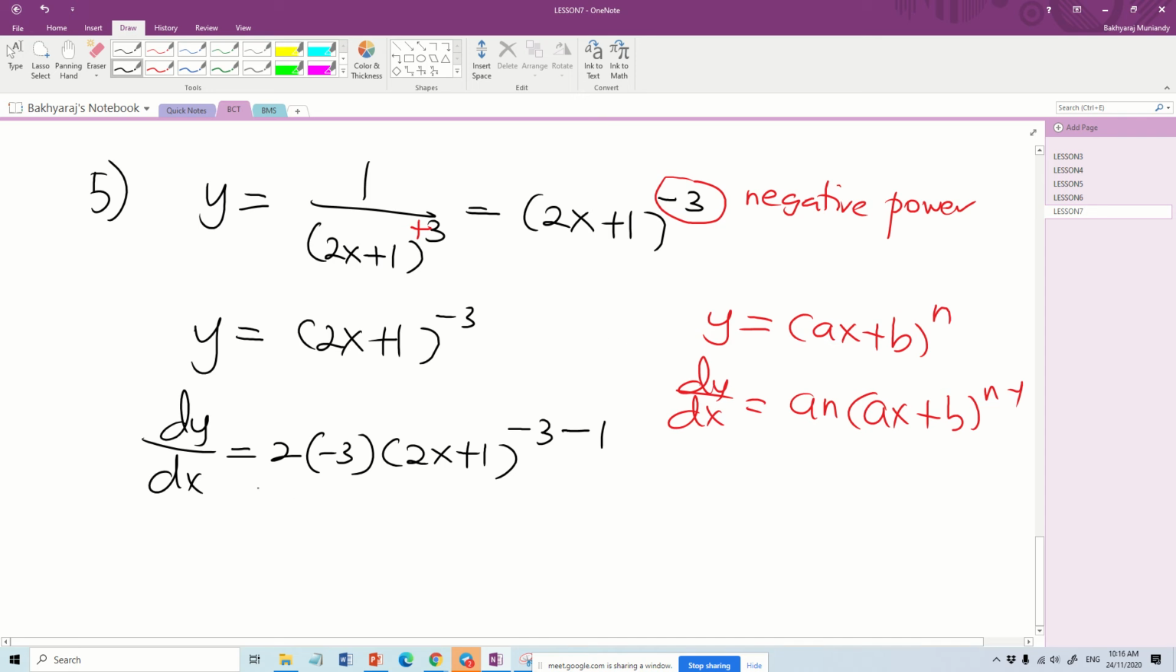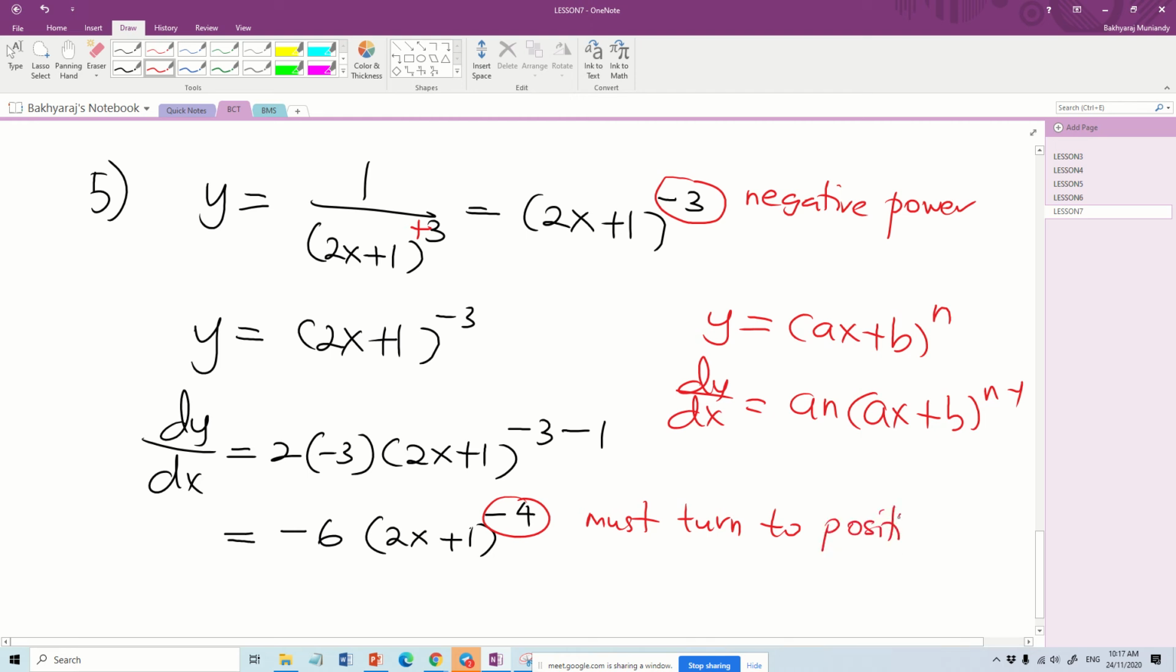Okay, what is my answer? Answer will be negative 6. Okay, correct. 2x plus 1 power of negative 4, correct. Negative 4 boleh biar macam ni. Okay, kena bawa di bawah, very good. So negative power kena tukar jadi positive power. Must turn to positive power.